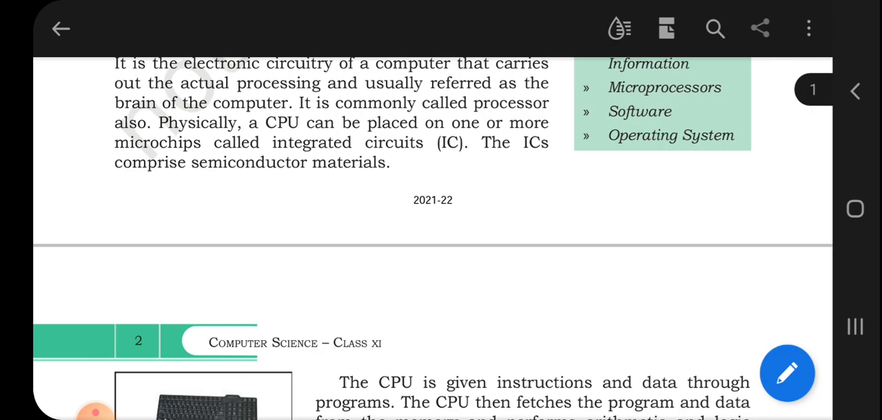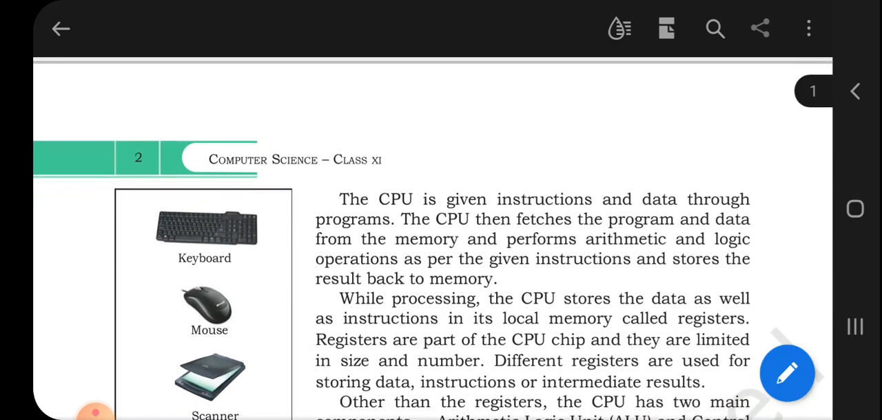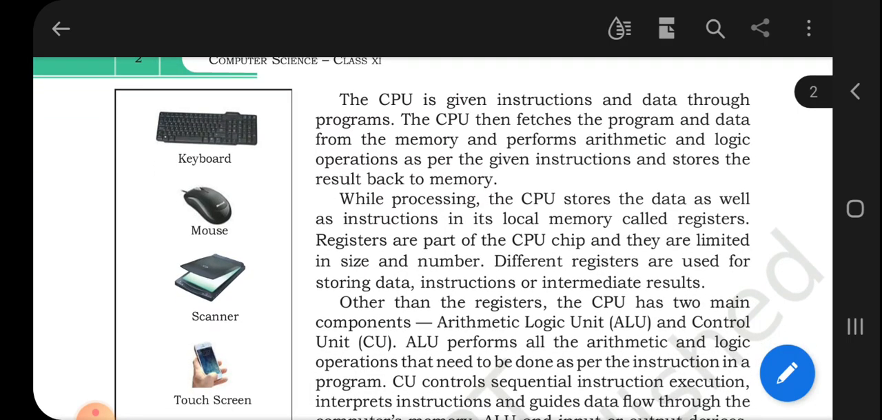The ICs comprise semiconductor materials. The CPU is given instructions and data through programs. The CPU then fetches the program and data from the memory and performs arithmetic and logic operations as per the given instructions and stores the result back to the memory.